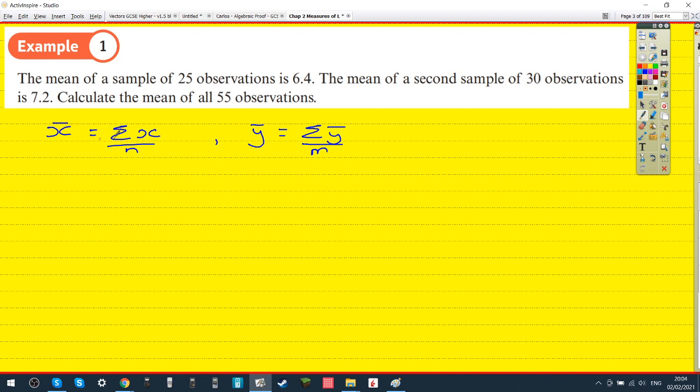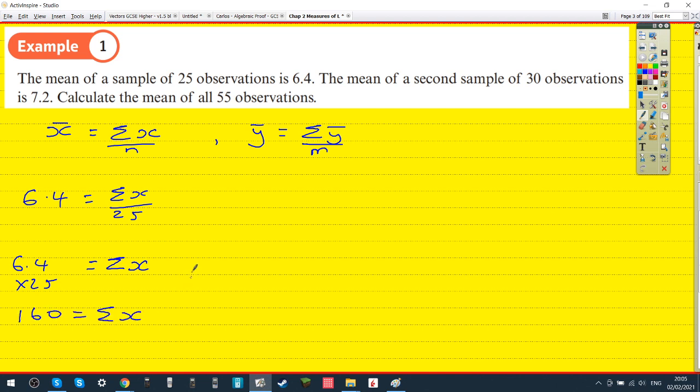Okay, so for the first one, what is what? So x bar is 6.4. Yeah, 6.4. And what's the 25 represent? Is that just x? That is the n. Okay. Number of observations. And so for that one, what is sigma x? 6.4 times 25. Yeah. Which is 160.